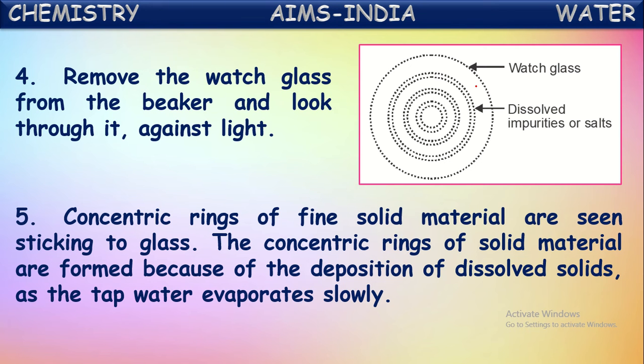So these concentric rings of solids are because of the dissolved salts present in the water. As the water is completely evaporated, these solid salts remain, sticking to the watch glass. Because of the salts only, these concentric rings are observed. Okay, this proves the presence of dissolved salts in the tap water.